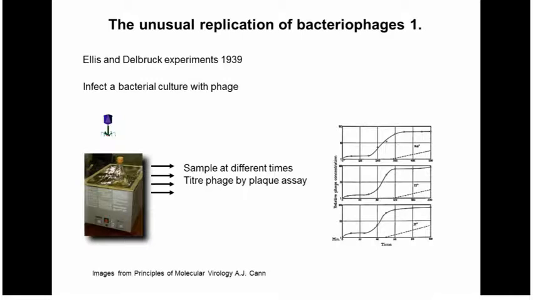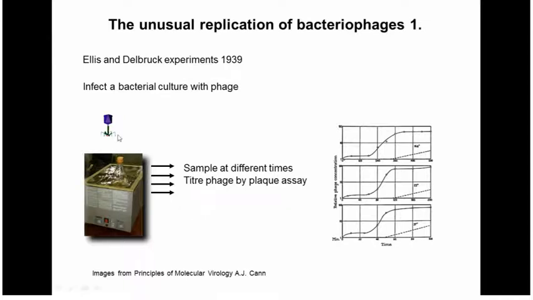So before we get to the punchline here, I'm going to explain a little bit about this great classical experiment in virology from 1939, by Max Delbruck and Ellis, where what they were trying to do was just sketch out the growth curve of bacteriophages. Okay, so in bacteriology, you've got the growth curve of bacteria: incubation phase, exponential growth, and then a plateau phase. So they're trying to do the same kind of thing for viruses.